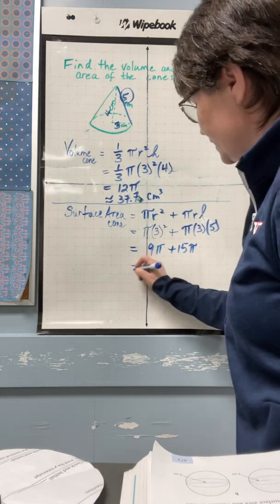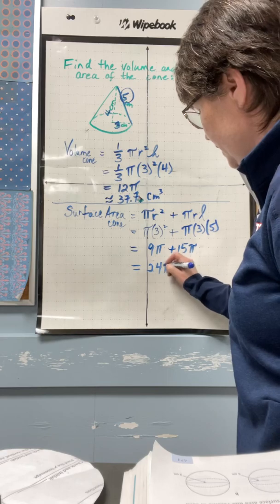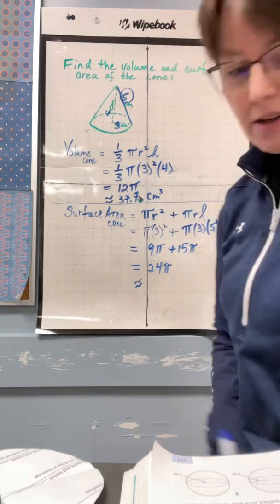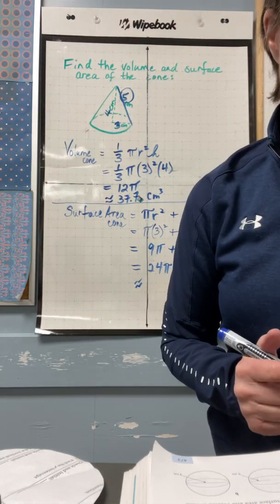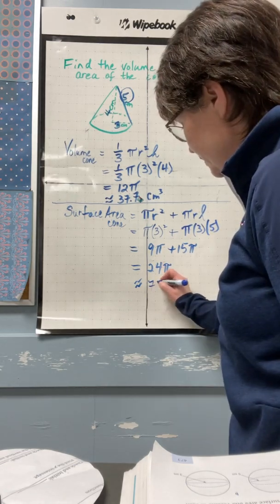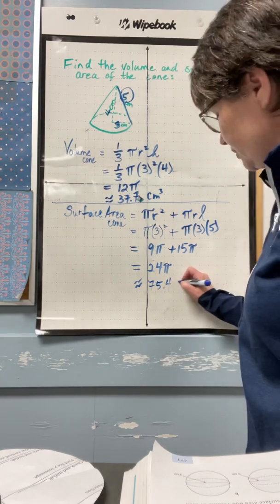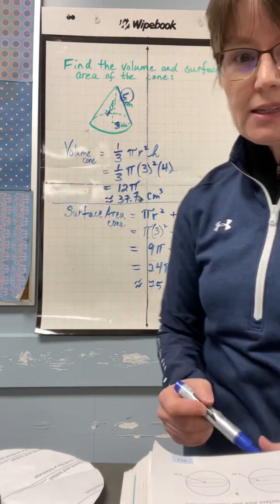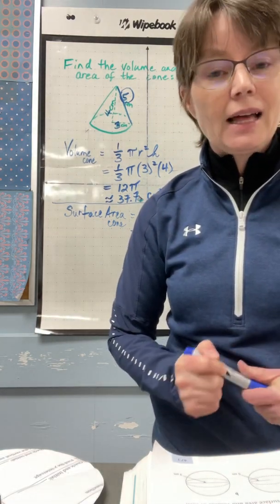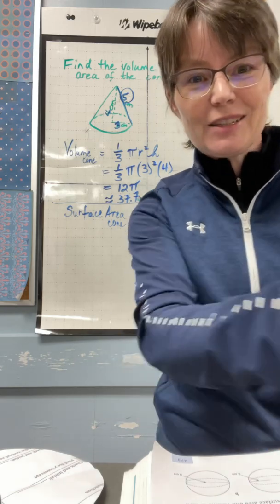So an exact answer would be 24 pi. We can plug that in our calculator if we want a decimal rounded number. 75.4. This is surface area, so that's centimeters squared because that's an area, not a volume. Have fun with the rest of those questions in the homework coming up.